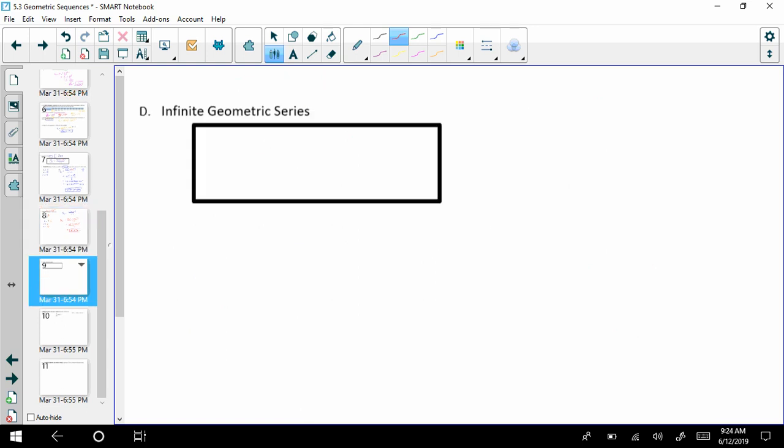Okay, the final thing that I want to look at today is that last objective that I mentioned at the beginning, an infinite geometric series. What do I mean by this? Well, for example, if I had something like 1, 2, 4, 8, 16, 32. This is a geometric sequence because I'm multiplying by 2.